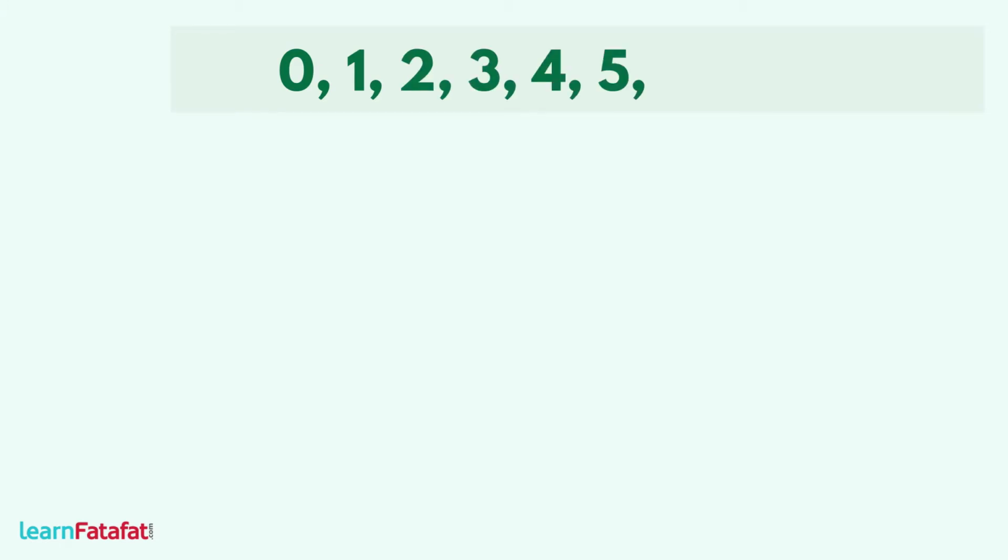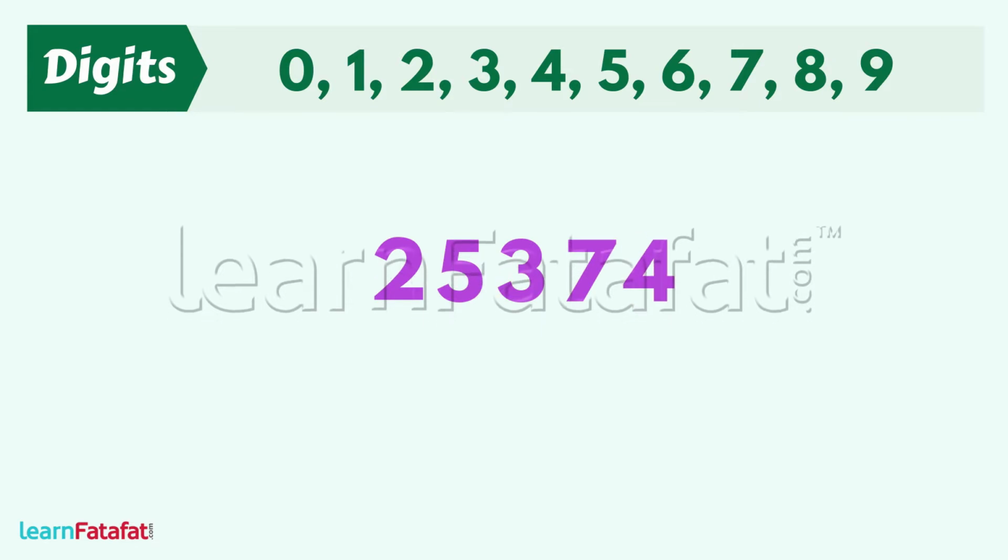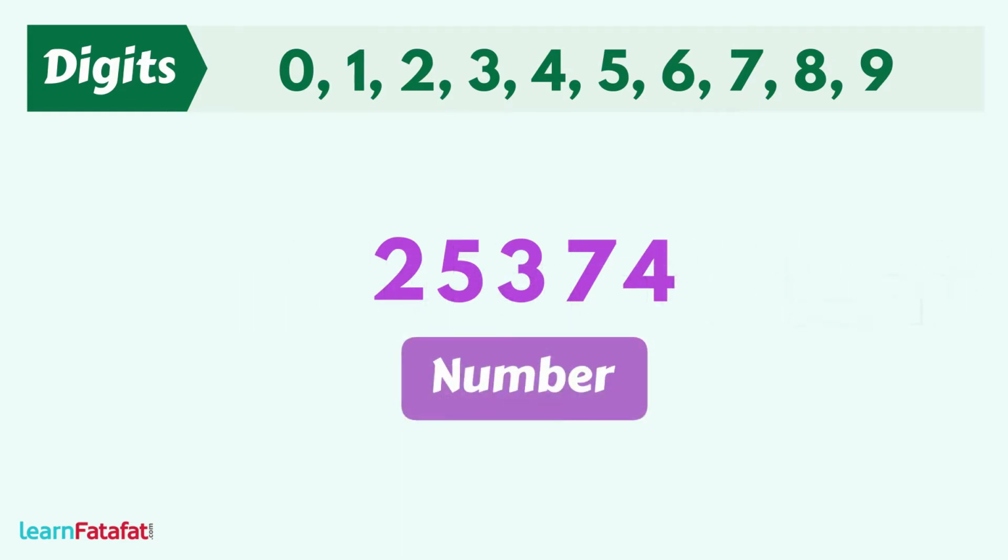The 10 symbols 0, 1, 2, 3, 4, 5, 6, 7, 8 and 9 are used to form all numbers. Each of these symbols is called a digit. We use one or more digits to write a number.